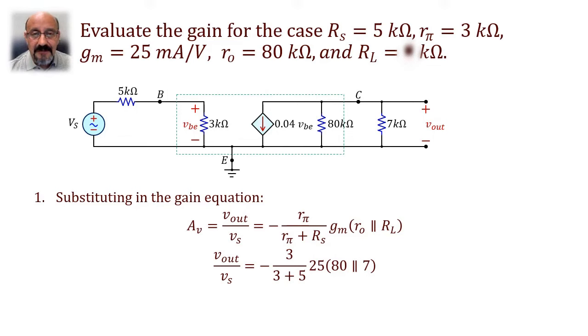3 divided by 3 plus 5 is basically non-dimensional, right? Then you have 25 milliamps per volt multiplied by 80 divided by 7 kilo ohms, which becomes a non-dimensional amount, and that gives us minus 60.34. In other words, a voltage gain from input to output of 60.3, and it is inverting. That means the gain is negative. And basically that's it for this program.